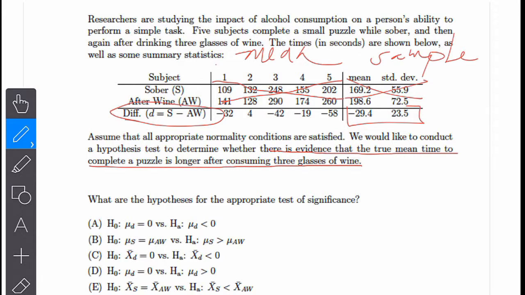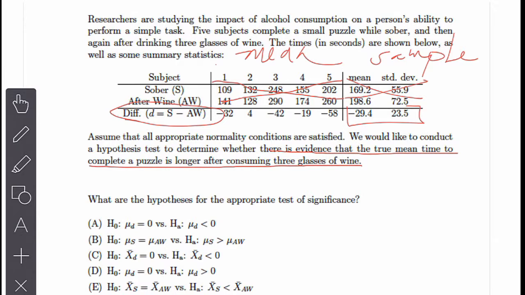So the results are, and this is the tricky part, you have to subtract these things properly. Not tricky, but you have to be careful. This is a point of caution. You need to subtract, well, it depends on how you subtract. In this case, they subtracted after the wine, which should be a larger number, minus sober, which would be a smaller number, if it's true that it takes you longer with the wine.